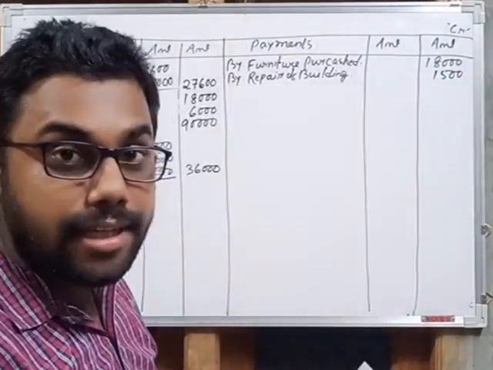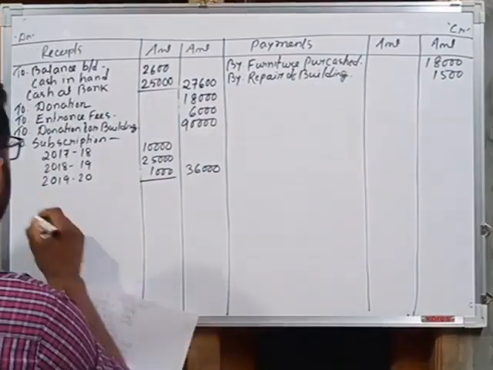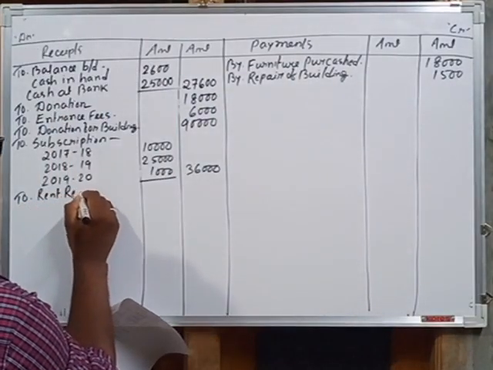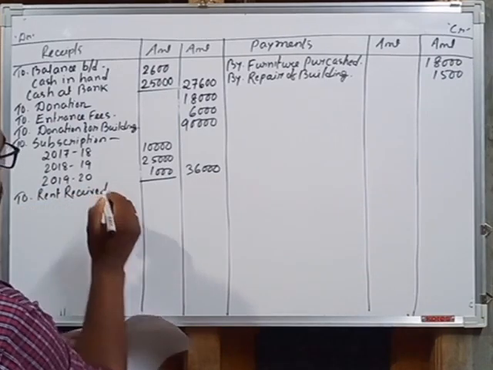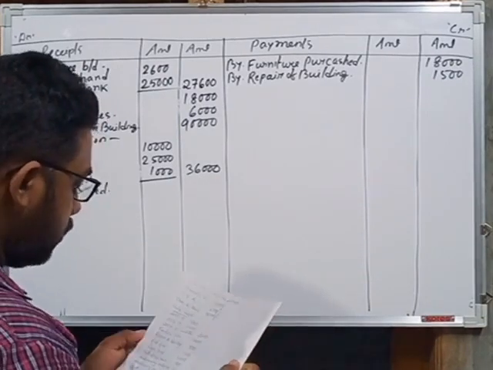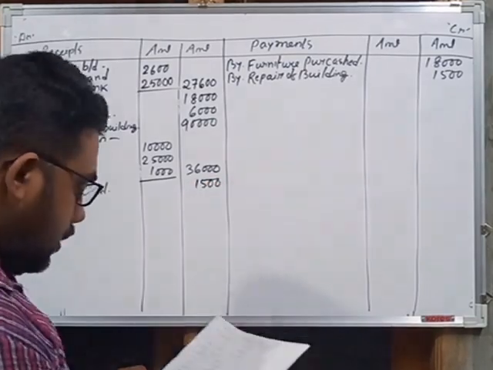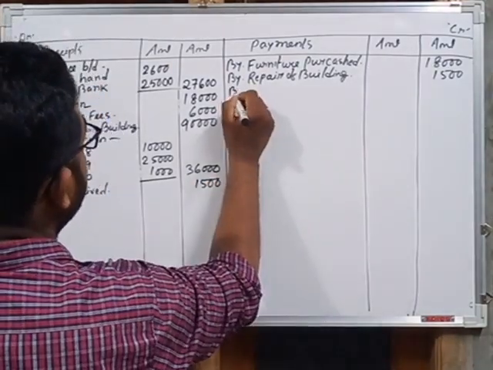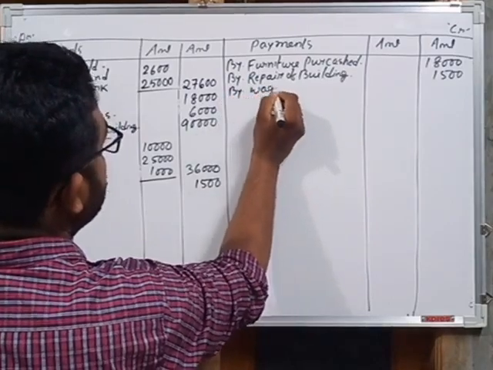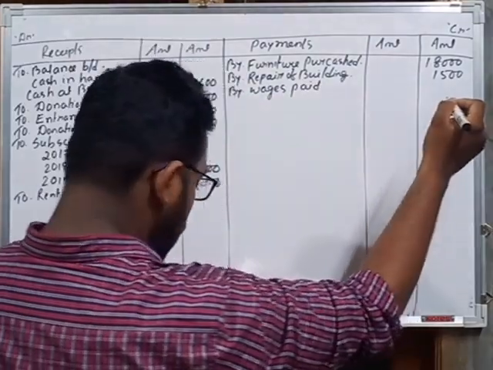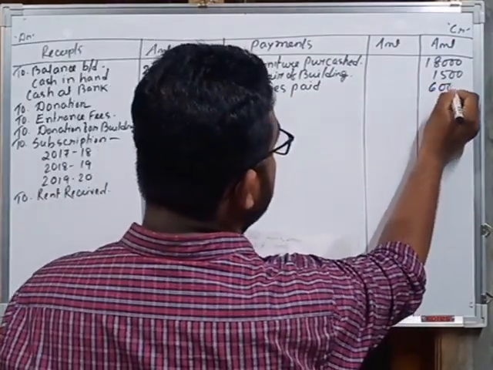Next, rent receipt. So it is a receipt. To rent receipt, and the amount is also 1500. Next, wages paid. By wages paid, and the amount is rupees 6,000.